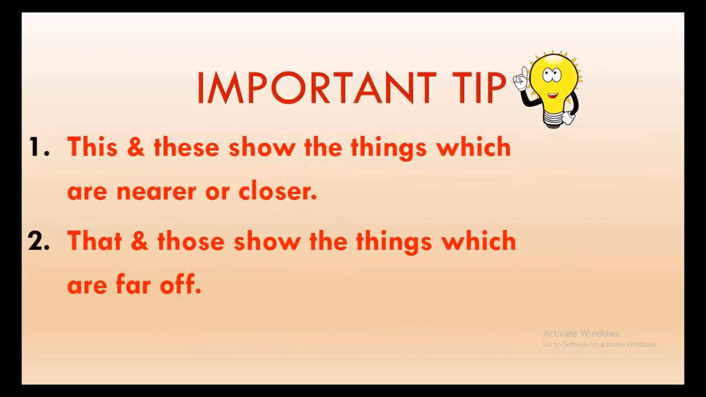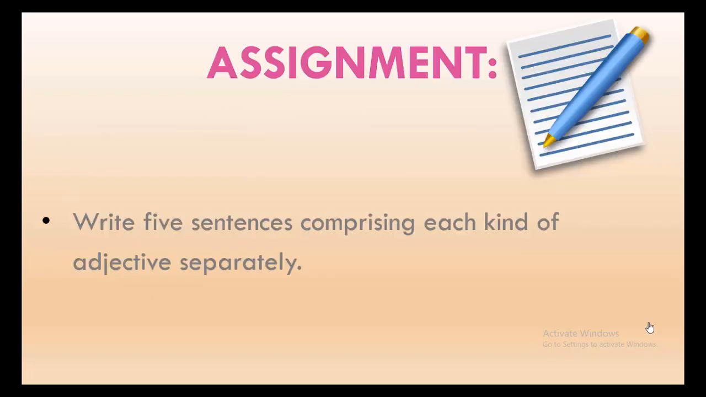Students, here a thing to remember is that this and these show the things which are near, while that and those show things which are far off. Clear? Understood? Fine. Lastly, I have an assignment for you: you have to write 5 sentences comprising each kind of adjective separately. Fine? That's all for today's lesson, students.